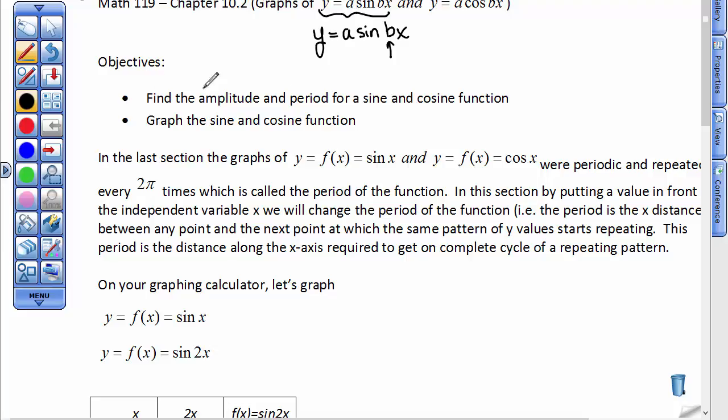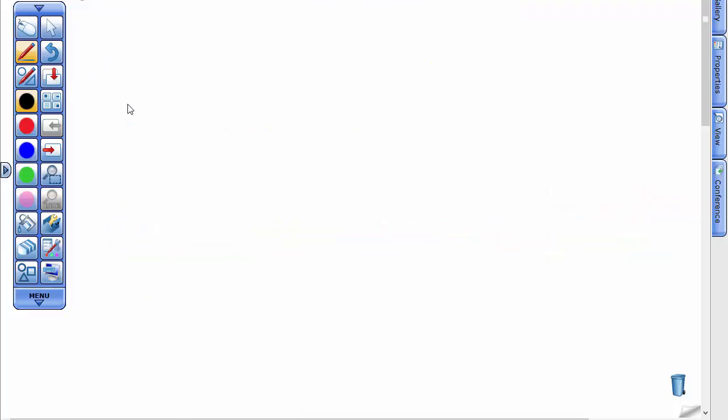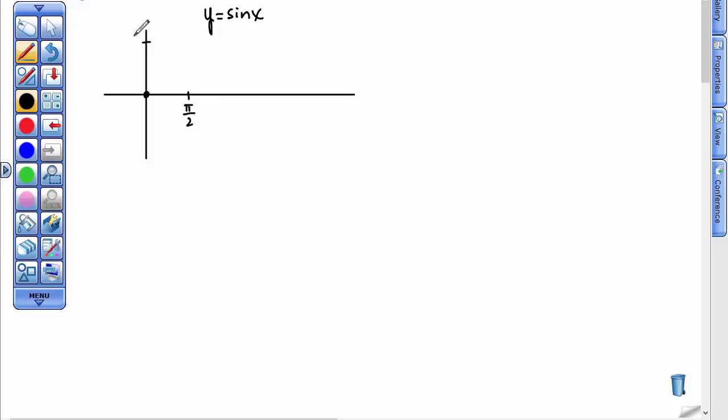I think what I'd like to do is go to a blank page and do a little bit of a review. So remember, please, when we graphed y equals just the sine of x. So let's do that first. Y equals the sine of x. We found that when x was 0, y was 0, and that when we got to 90 degrees, which was pi over 2 radians, then the sine of 90 degrees was equal to 1.